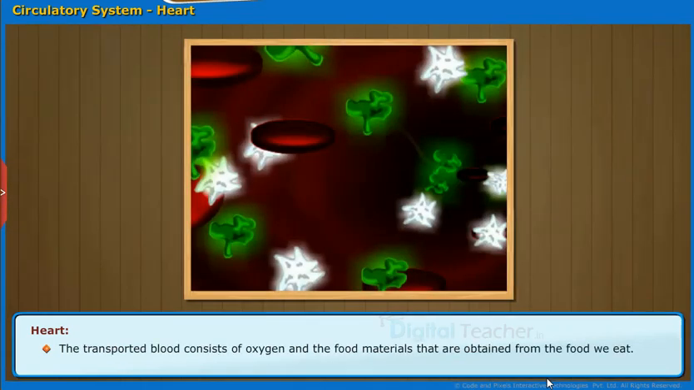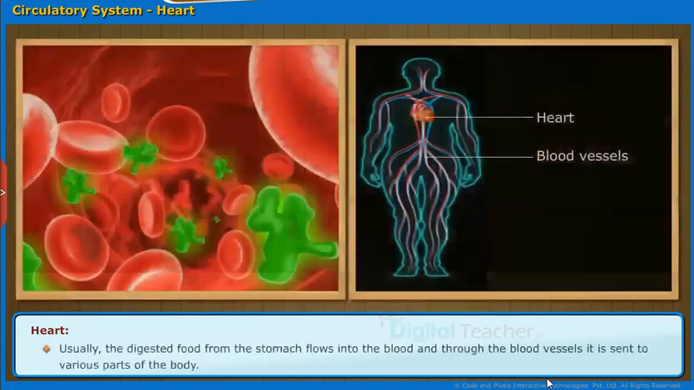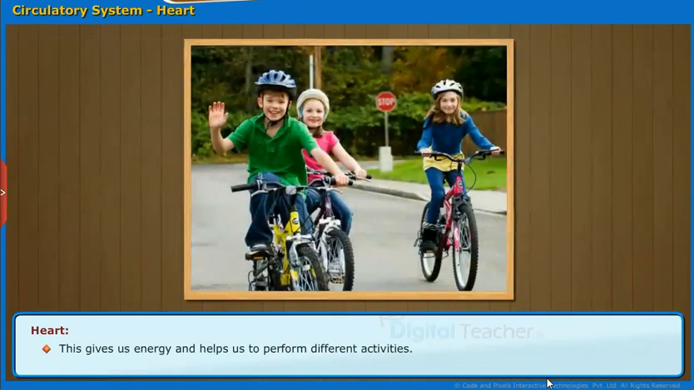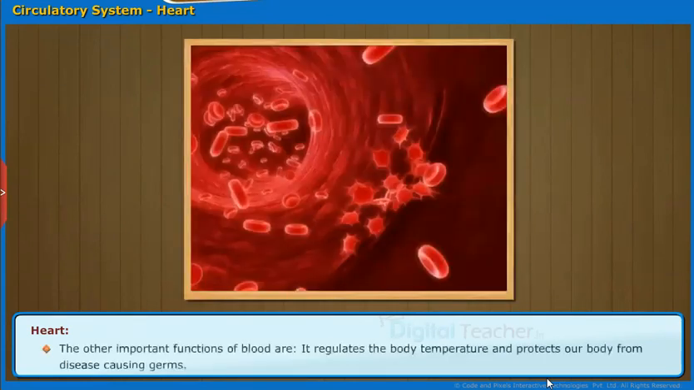The transported blood consists of oxygen and the food materials that are obtained from the food we eat. Usually, the digested food from the stomach flows into the blood and through the blood vessels, it is sent to various parts of the body. This gives us energy and helps us to perform different activities. The other important functions of blood are, it regulates the body temperature and protects our body from disease-causing germs.